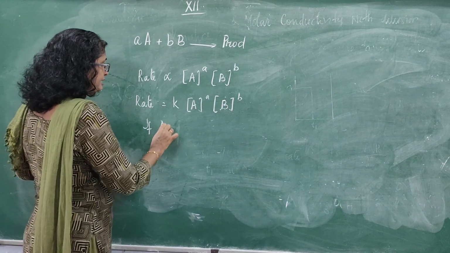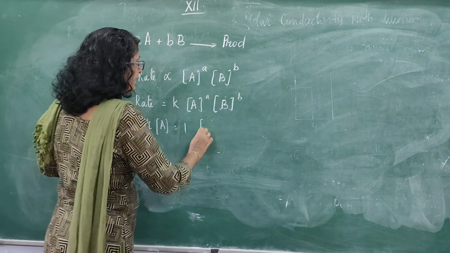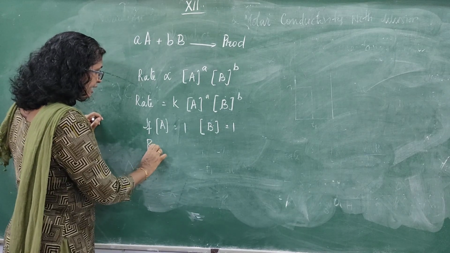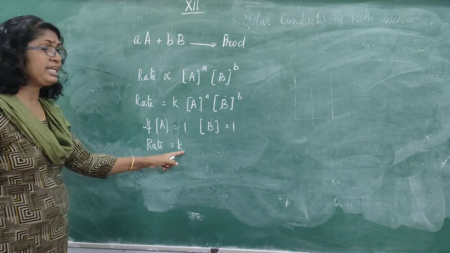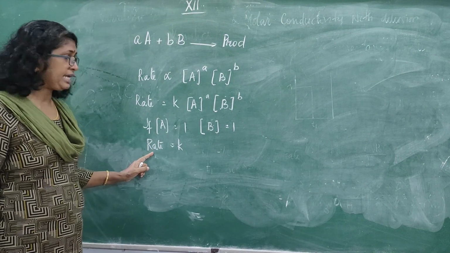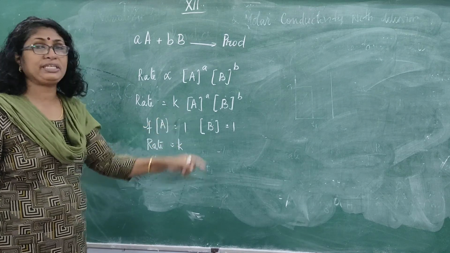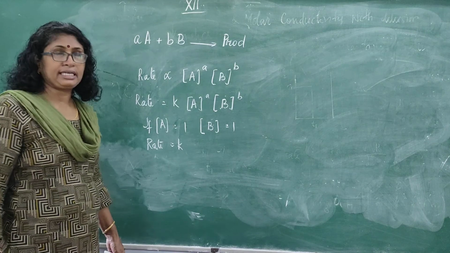If the molar concentration of A is 1 and the molar concentration of B is 1, then we can say rate is equal to K. Or we can define the rate constant as the rate of a chemical reaction in which the concentration of the reacting species is unity. So this is according to the law of mass action.